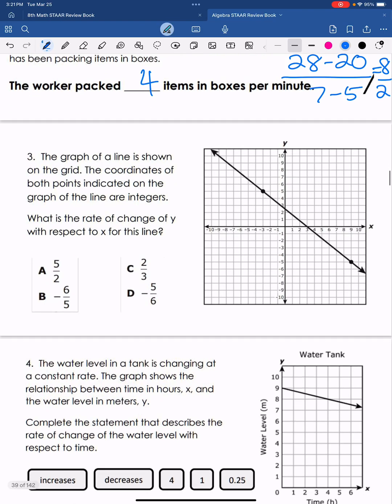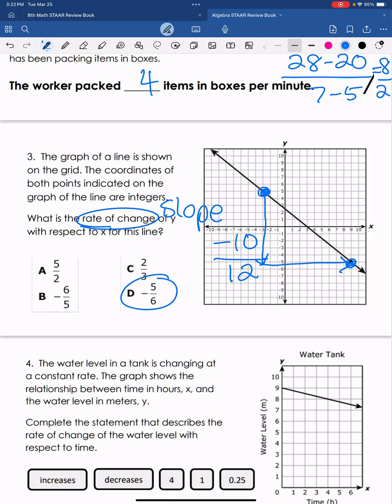Number 3. The graph of a line is shown on the coordinate grid. The coordinates of both points indicated on the graph of the line are integers. What is the rate of change, which also means slope, of our line? So given the 2 points, we want to make sure that we count up or down first and then left or right. So since we went down, you want to count how many spaces we went down, which is 10. So -10, and then we went across to the right 12. If you simplify, you end up with -5 over 6.